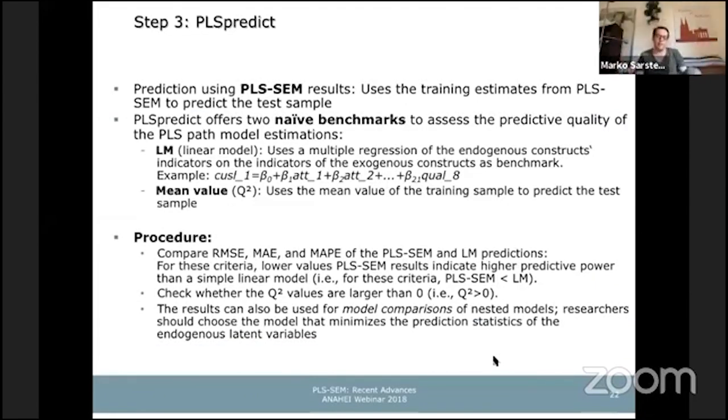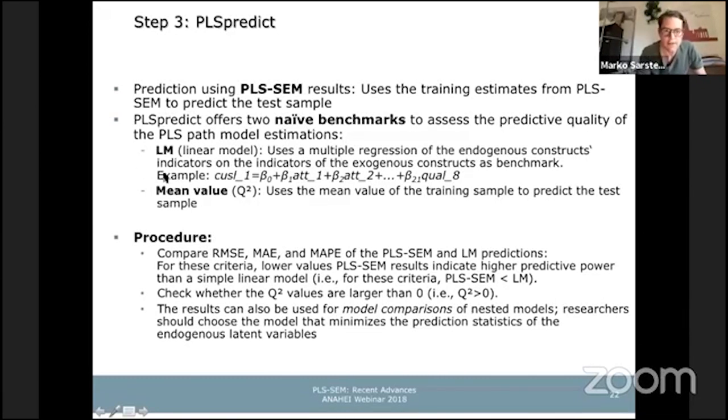So the problem with this is, generally, we don't have any standard of comparison. RMSE and the MAE values don't tell us very much as such because they depend on the scaling of the variables. So we need some type of standard of comparison. And there are actually 2 different standards of comparison or benchmarks that we propose. One is the naive benchmark, the super naive benchmark, the mean value Q square. This just uses the mean value of the training sample. This is the naive benchmark. We want to predict better than that.